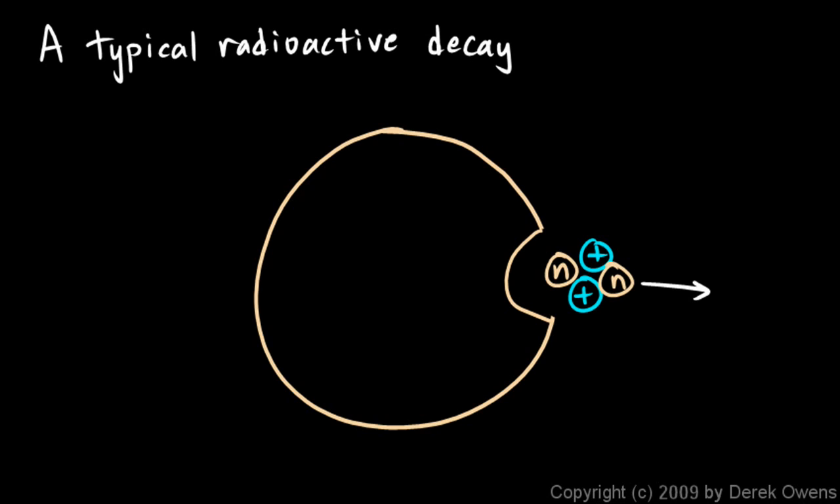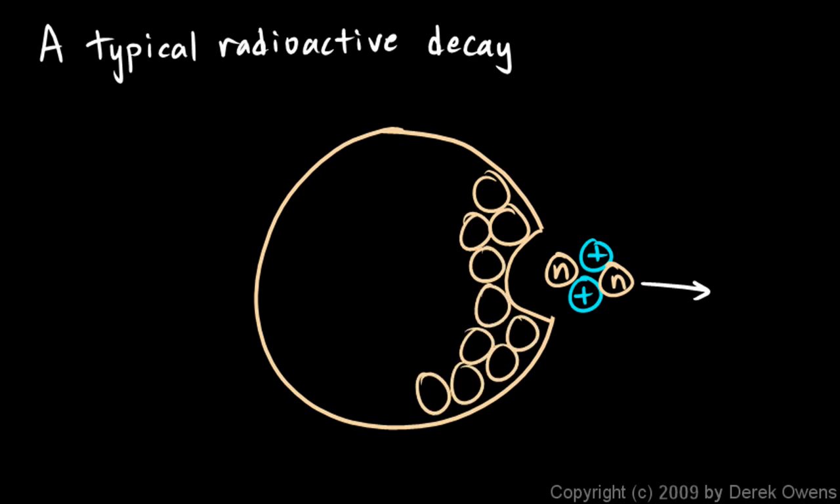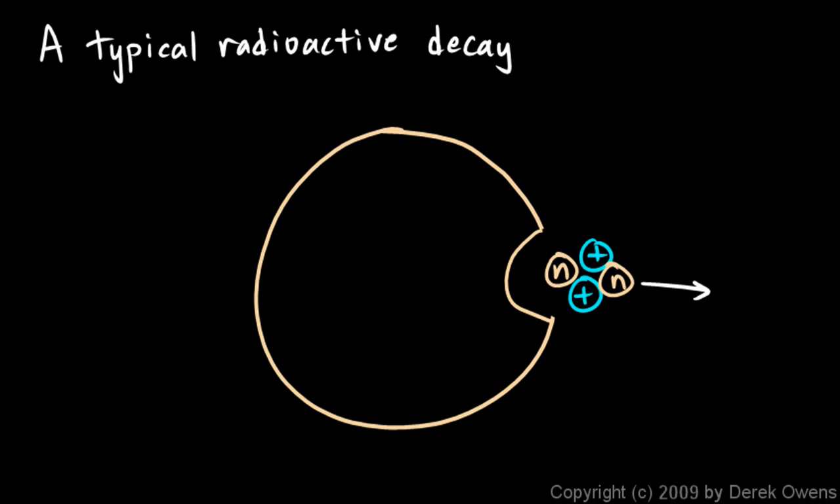And all of these other particles are left behind. I haven't drawn them in here, but we can imagine them all left behind. But what's left is a different element, and this process is called transmutation. It has changed from one element into another.